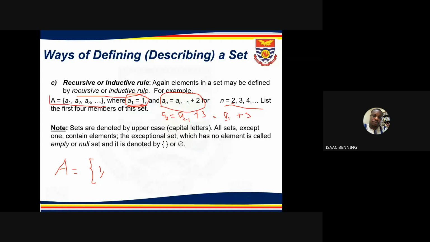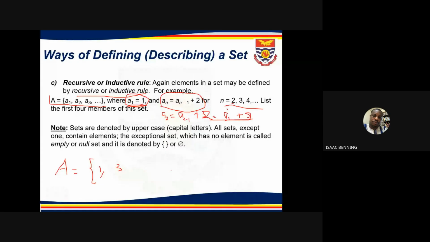Now what is A1? Is it 2 or 3? Sir, it's plus 2. Oh, I'm testing whether you are following. Yeah, it's supposed to be 2. Okay, so A1 is 1, so you put 1 here plus 2, and that should give us 3. So our next element will be 3.